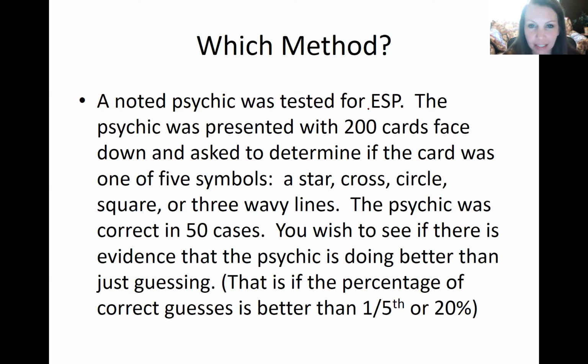Basically we just had one sample here. We had the one psychic and they got the 200 cards and they measured how many times they were correct. So we just have one sample, and we're comparing that one sample value to a single number. So that makes this a one proportion.